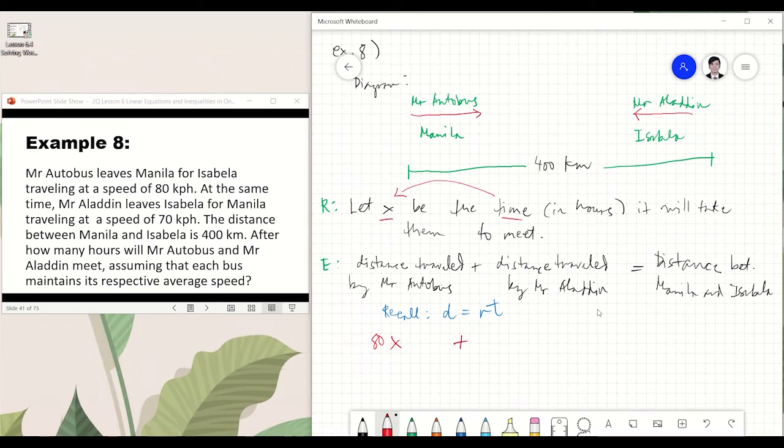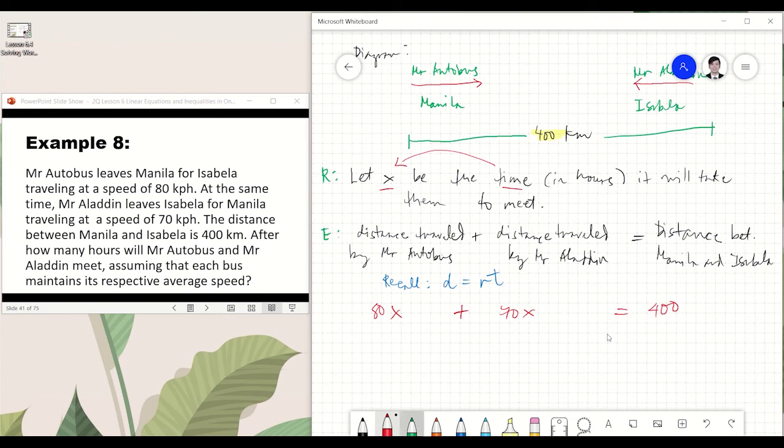Plus, yung distance traveled by Mr. Aladdin, gagamitin natin ulit yung formula, rate times time. So, yung rate sa pag-travel ni Mr. Aladdin is at 70 kilometers per hour. Times the time. Hindi pa natin alam yung time kasi naka-represent siya as x. So, x din yan gagamitin natin. So, 70x is equal to yung ilalagay natin dito kung ano yung total distance from Manila to Isabela. And alam na natin na 400 kilometers siya. So, magiging 400 ito. So, there you go. Ito na yung equation natin. So, let's go to solving.